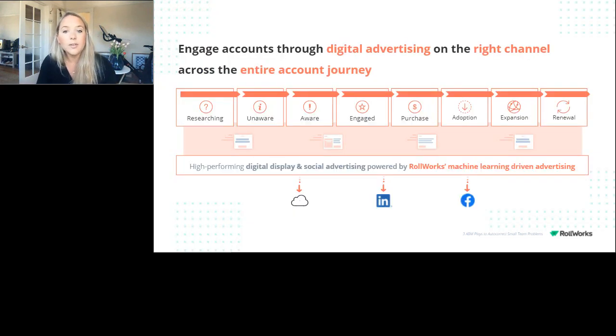So here's kind of an example of how we look at the journey, right? You have someone who's researching, moving to unaware, aware, and of course your definitions for this can differ. They're engaging with you. And then of course, purchase, great. And a lot of people think that's where things end.